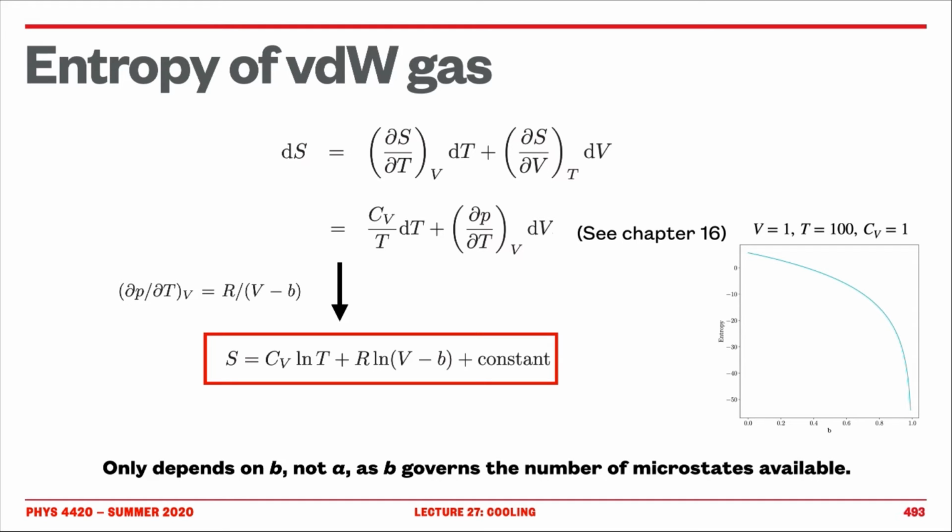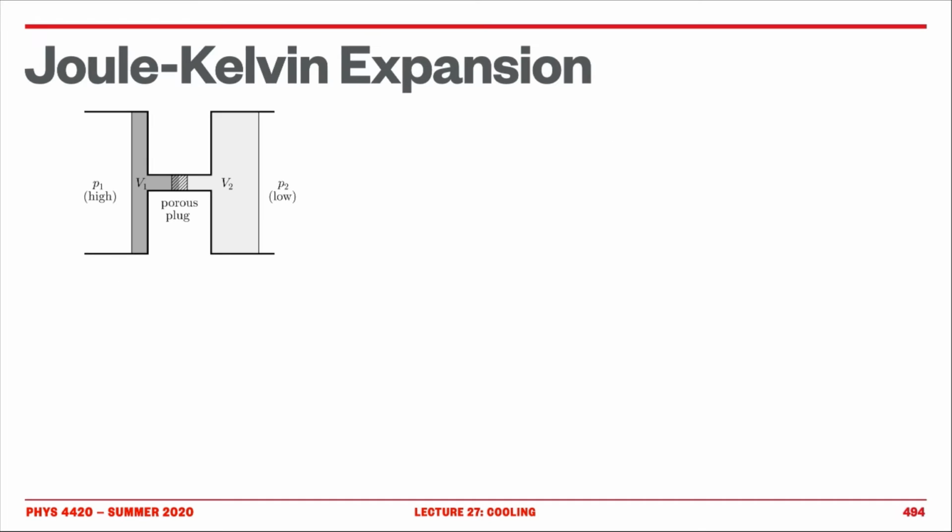So this is what's interesting. And of course, A has nothing to do with the number of microstates. B does. B removes space available to the molecules, but A does not do that. So the entropy only depends on B. That's very interesting, as opposed to the change in internal energy, which only depends on A.